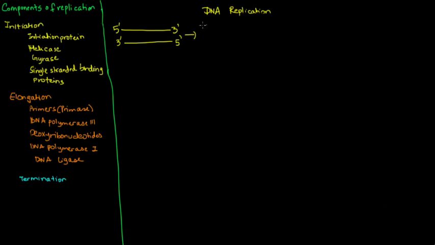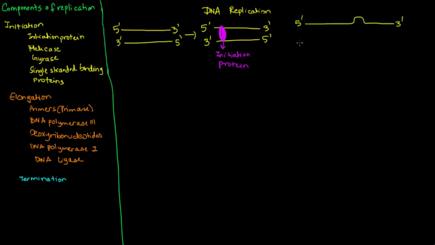Replication starts off by binding of initiation protein to the double-stranded DNA molecule. So this is my initiation protein that binds to the double-stranded DNA molecule. What it does is that it creates something called a replication bubble, a few nucleotides down the line. So something like this. My initiation protein is still here, and this is my replication bubble. How does it do that?